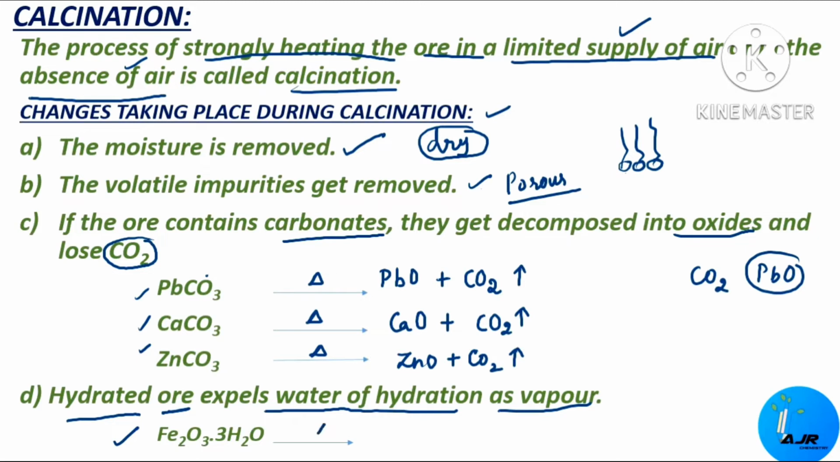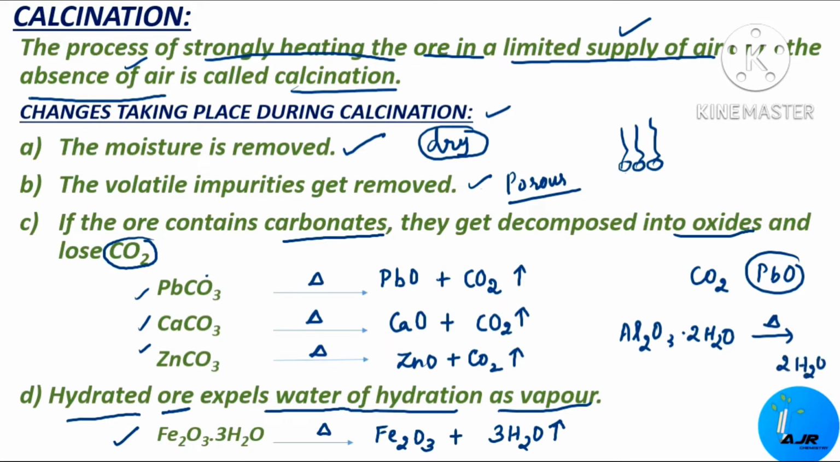When this is heated, the three molecules of water go out, the water of hydration gets vaporized, and what we have is Fe2O3. Only the oxide remains. If aluminum oxide, Al2O3·2H2O, undergoes calcination, the water of hydration goes out as H2O, and we are left with Al2O3.